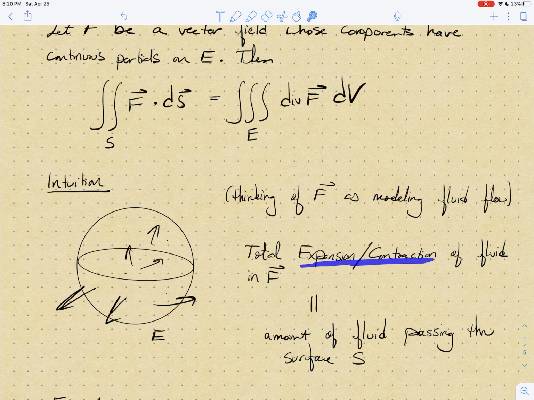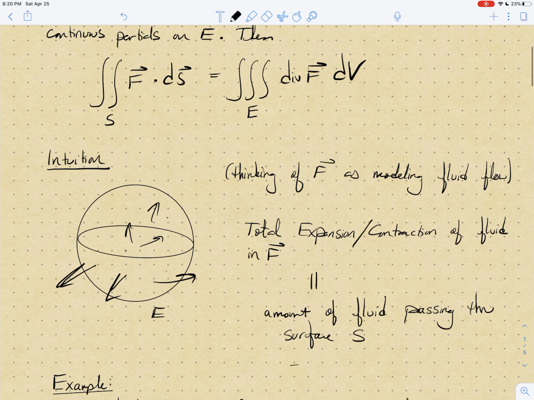What this theorem is saying is that the total expansion or contraction of the fluid, that's just the divergence of the vector field. The triple integral is summing it up. It's saying take that at every point, add it up in some sense. That's going to give you the amount of the fluid passing through the surface S, and that's exactly the flux, which is the surface integral that we talked about.